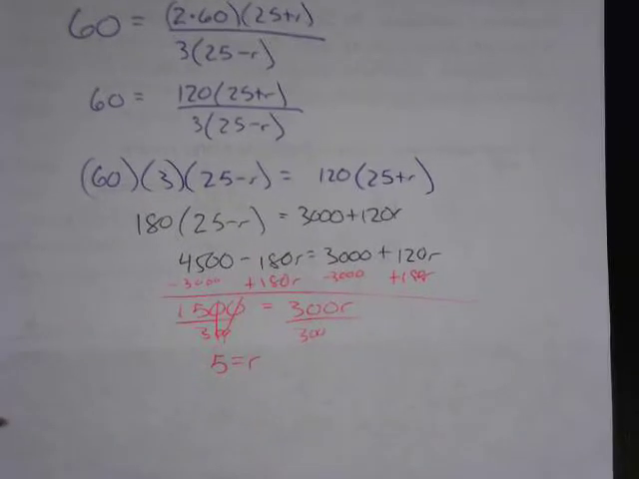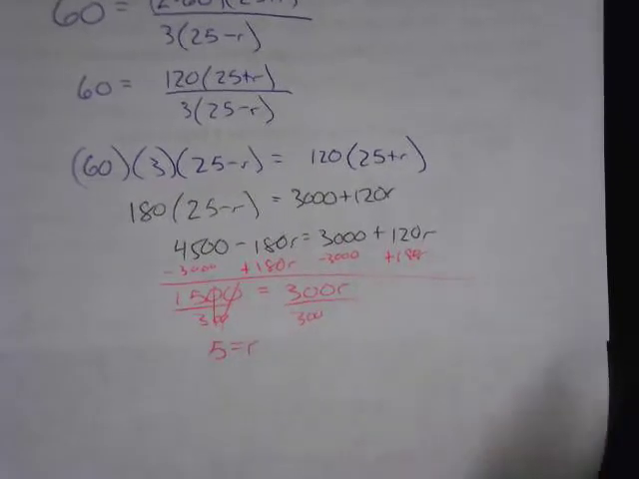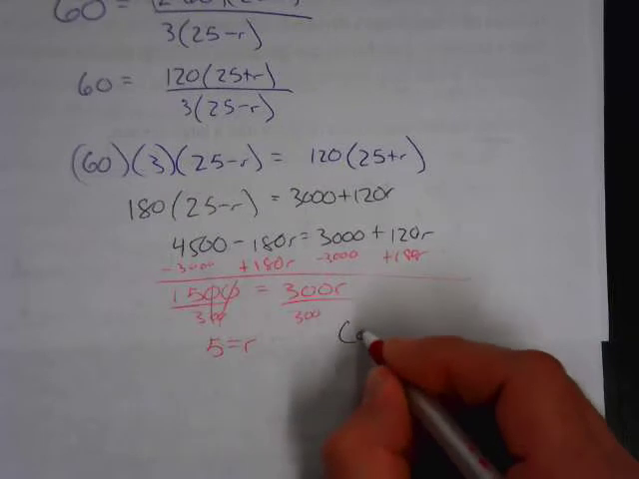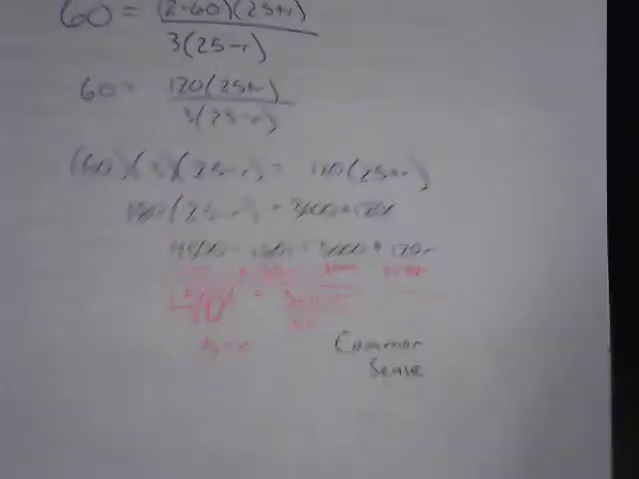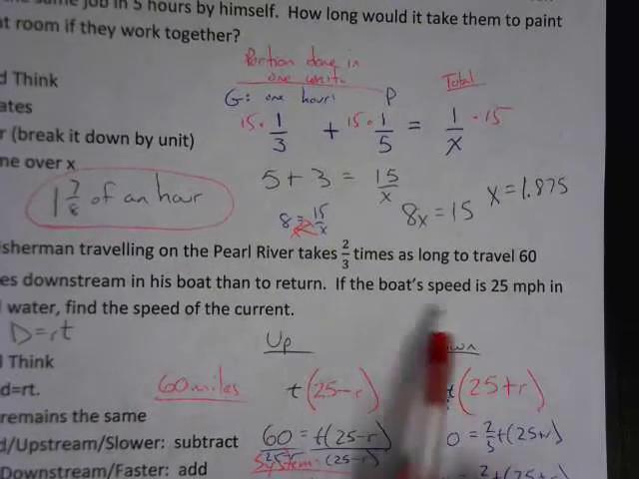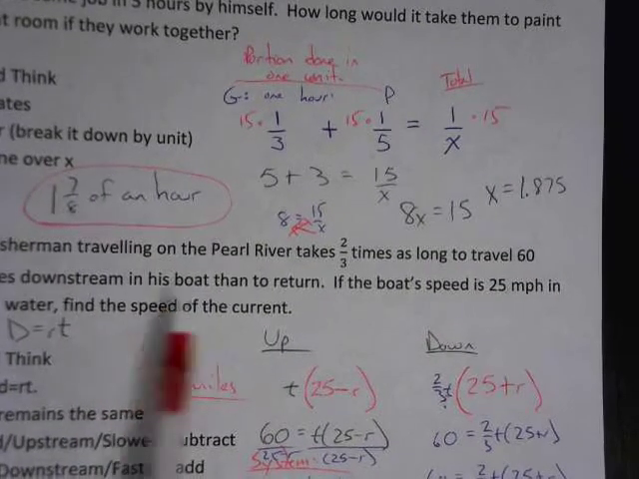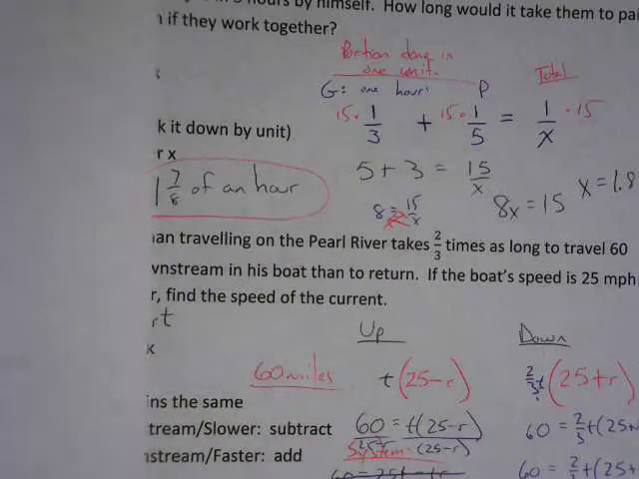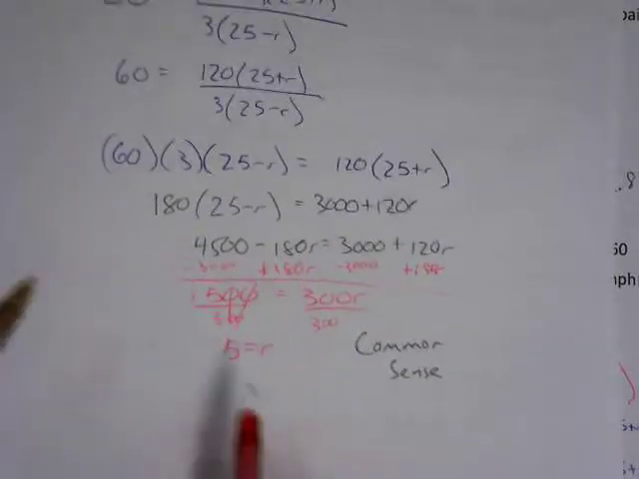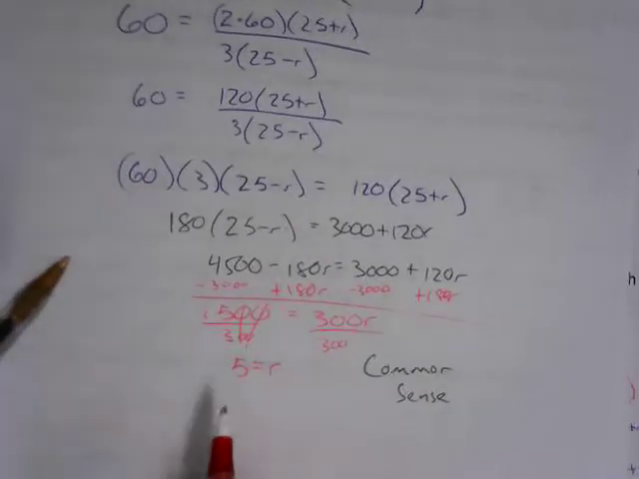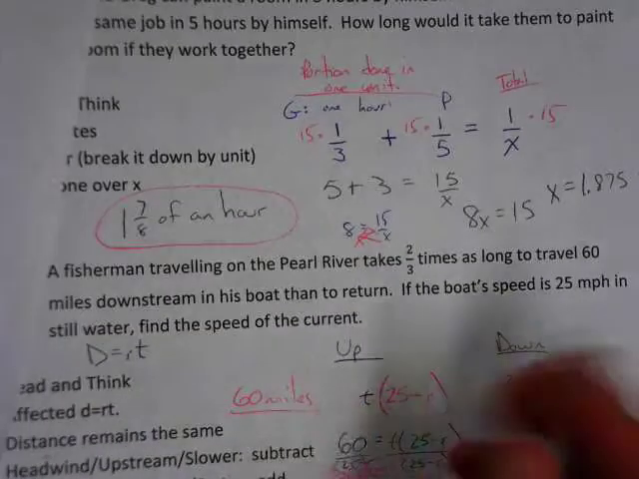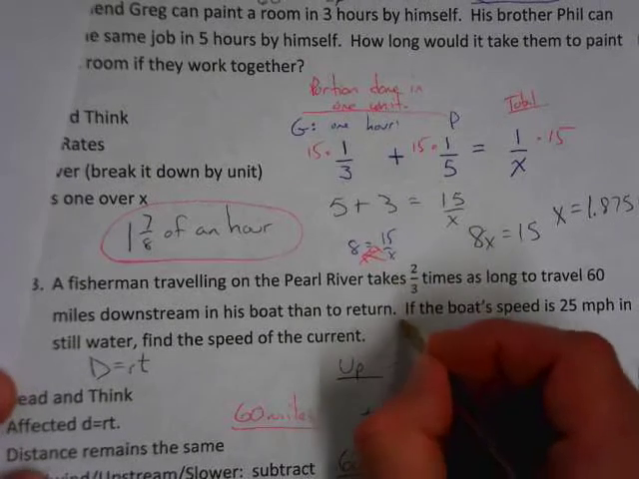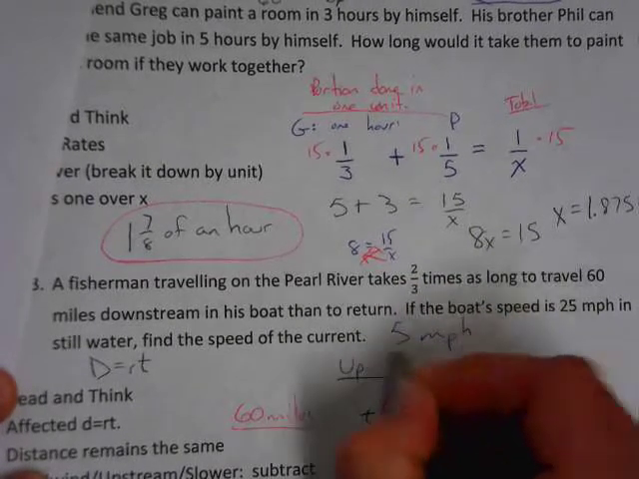Now, before we go circling answers, remember we want a common sense check. Does this make sense? Would R be 5? Well, what was the question? What's the speed of the current? Does 5 miles an hour make sense? Yeah, a boat going 25 miles an hour in still water, a current being 5 miles an hour, totally makes sense. So the answer to the question is 5 miles an hour.